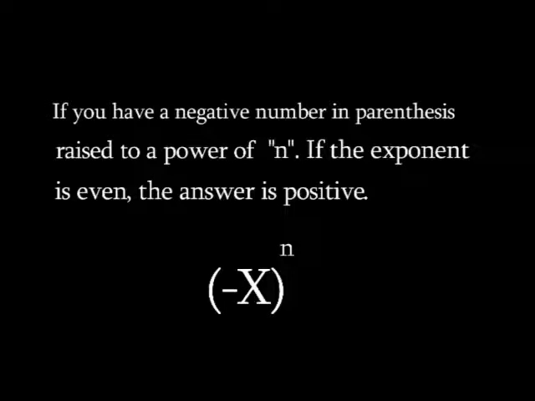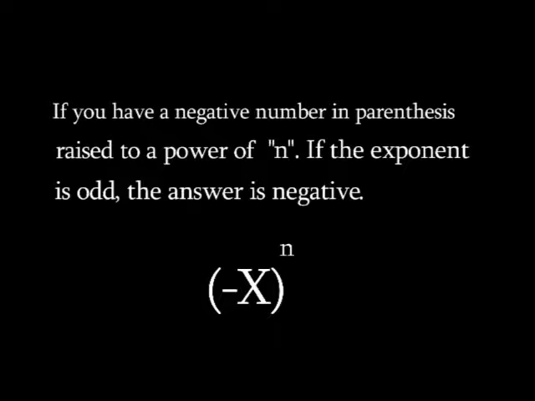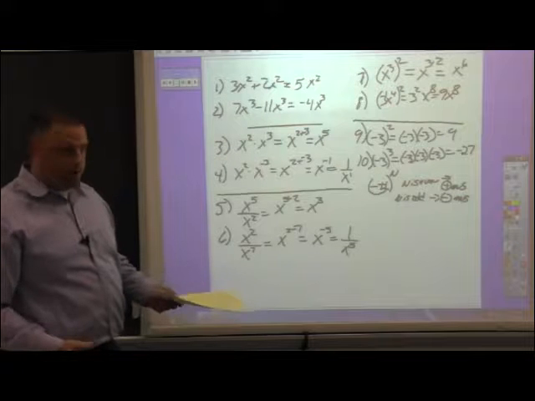We're going to talk about that here in a second. Raised to some power n. If that n, that power, that exponent, is even, what kind of answer do you think you're going to get? Well, if you had an exponent of 2, you would have 2 negatives. You're going to get a positive answer. If n is odd, you're going to get a negative answer out of it. It's that simple. You don't have to write it out now. That's how the rule works.